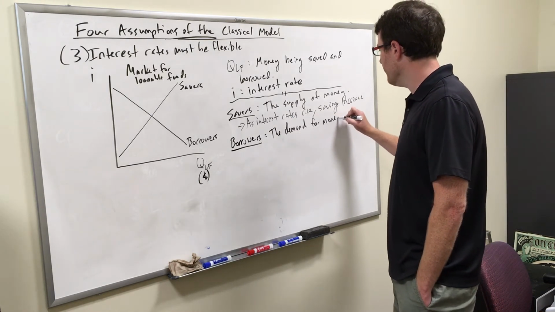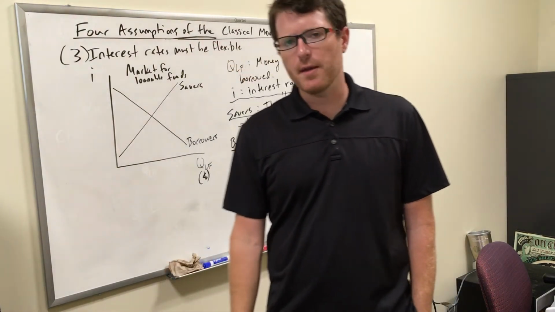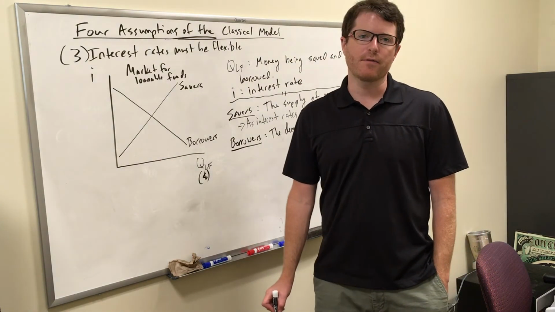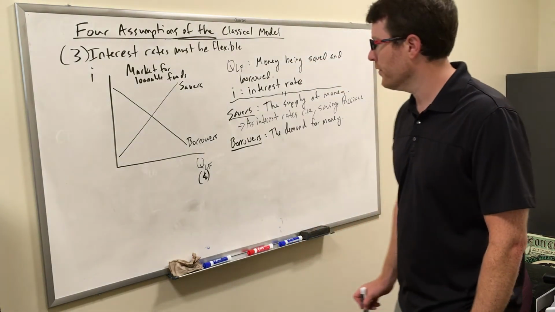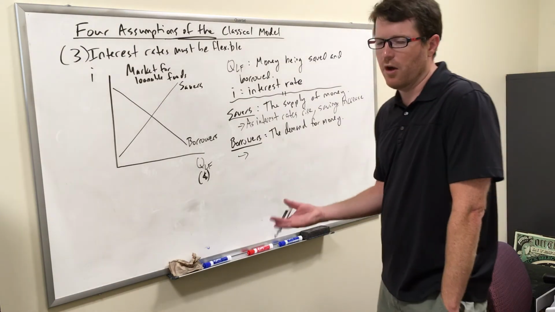They're buying money, essentially. They're buying money today, and they're going to pay it back in the future. So they're purchasing money, and they're going to pay it back in the future. So they're the borrowers. And the basic rule here, though, follows the law of demand.